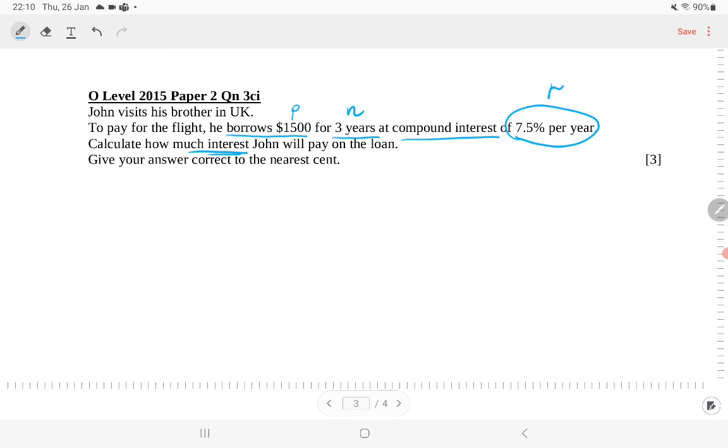Interest only, they only want the interest. Give your answer correct to nearest cent. Nearest cent means 2 dp. Please write this down. If they say nearest 10 cent, then your answer should be either 20, 30, 40, 50 like that. Nearest dollar, then no decimal place. Okay, so let's do the question. Firstly, formula.